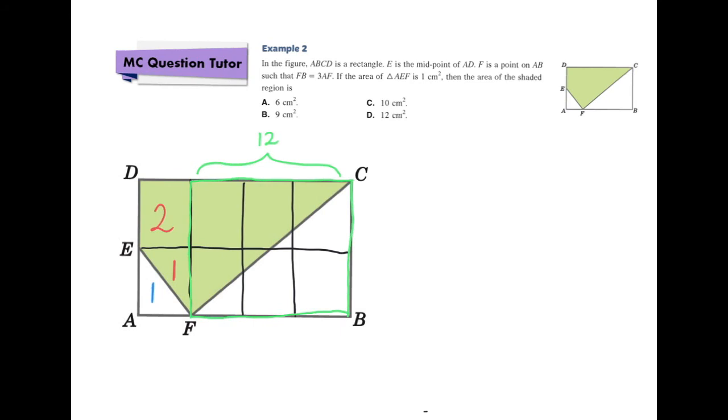This shaded triangle is half of this rectangle. So, its area is 1/2 of 12, which is 6. The total area of the shaded region is 6 plus 2 plus 1, which is 9 cm square. The answer is B.